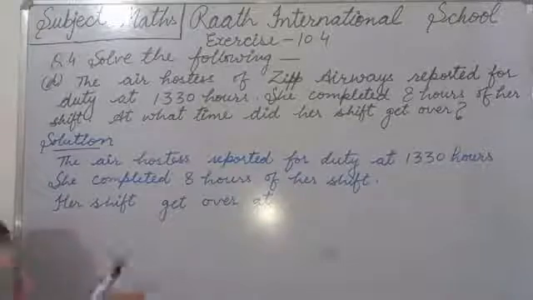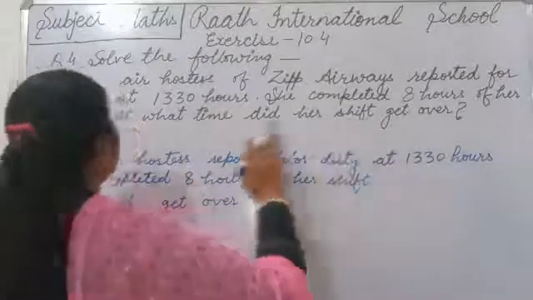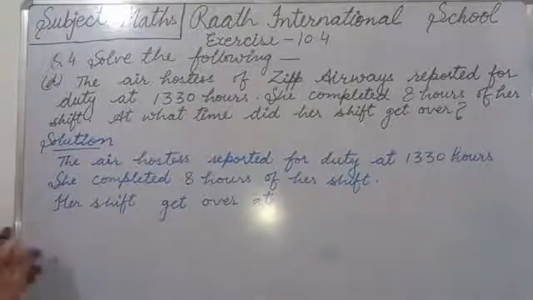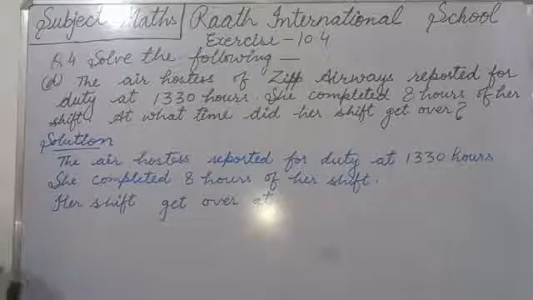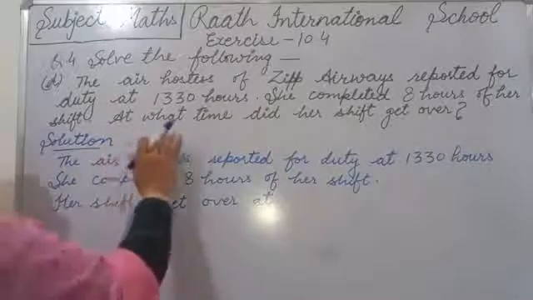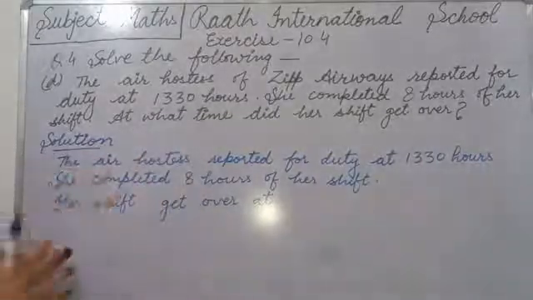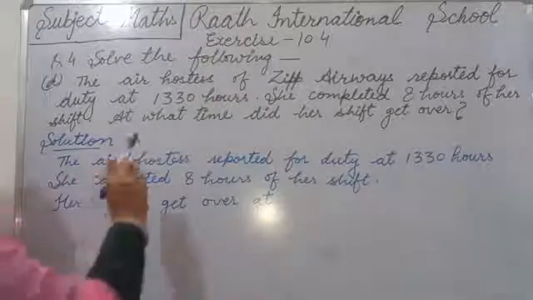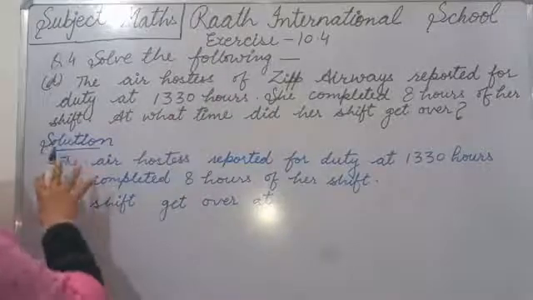Okay. She completed 8 hours of her duty, her shift. Air hostess that give their duties in the shift. Okay, 8 hours की इनकी shift होती है. So she completed 8 hours of her shift. So at what time did her shift get over? तो उसकी जो shift है, उसकी जो duty है, वो किस time पे over होगी? तो उसने start की थी 13:30 पे. So let me start our solution.